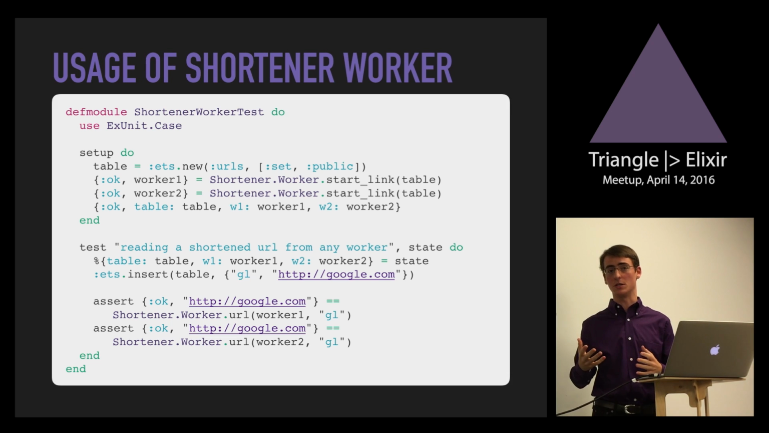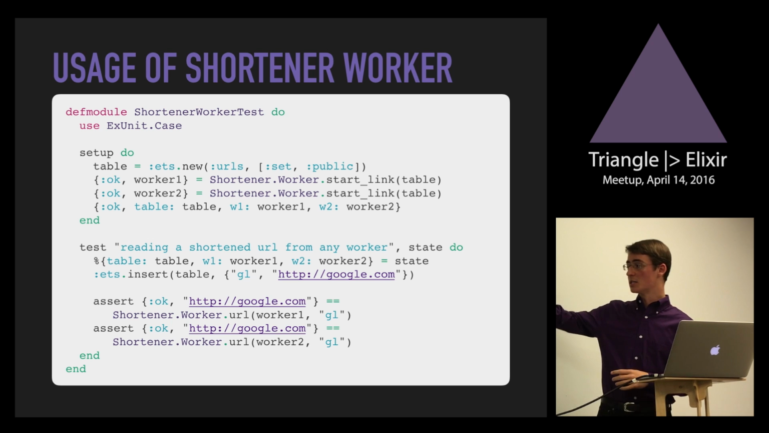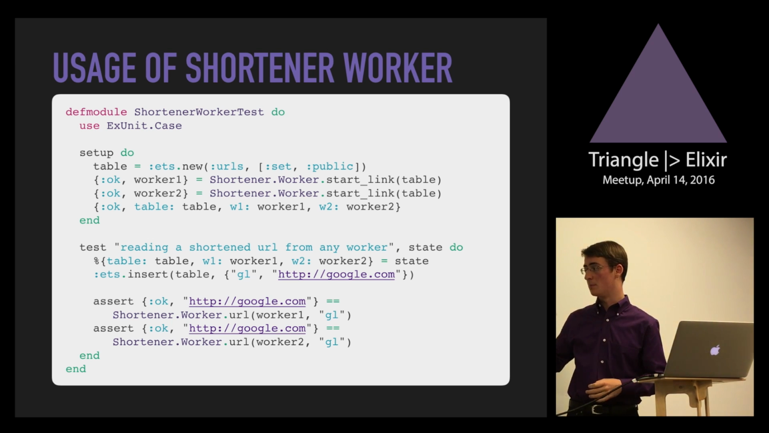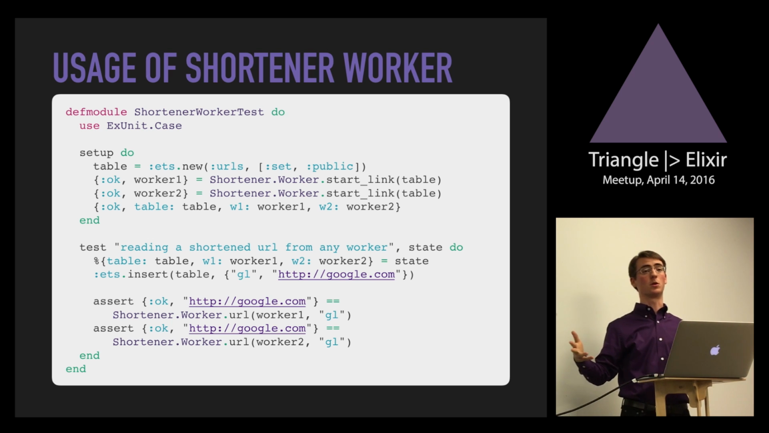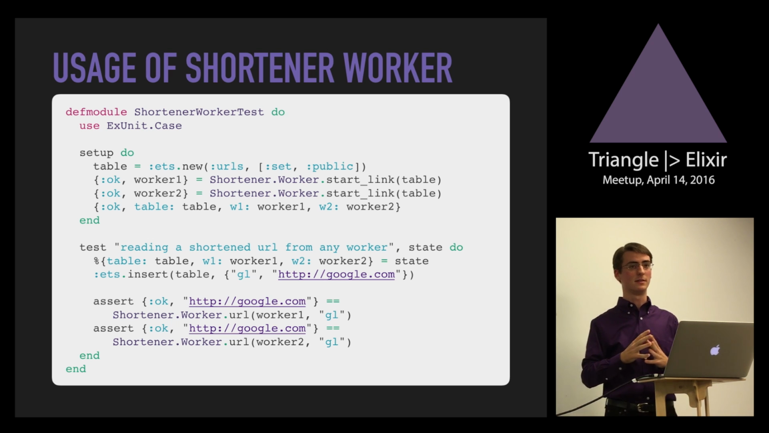So this is how you would use it. I've got a very simple test here, spawn 2 workers, and in this case, I actually insert directly into the ETS table my value. So this is the shortened representation URL, and we should be able to get from both of those workers the same state. Does that make sense? Take a look at it.